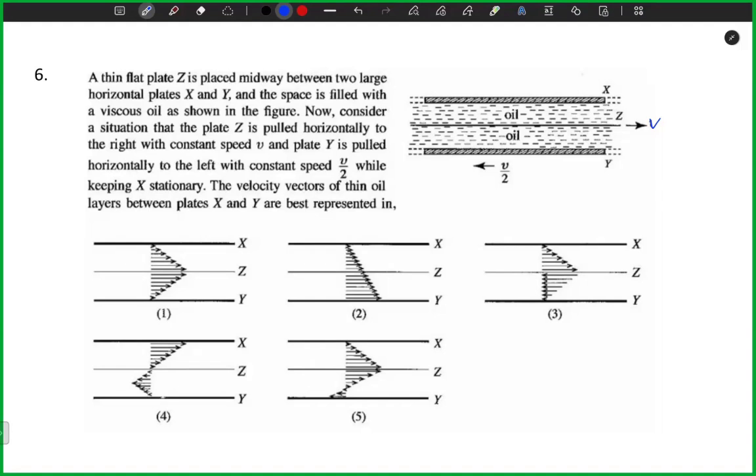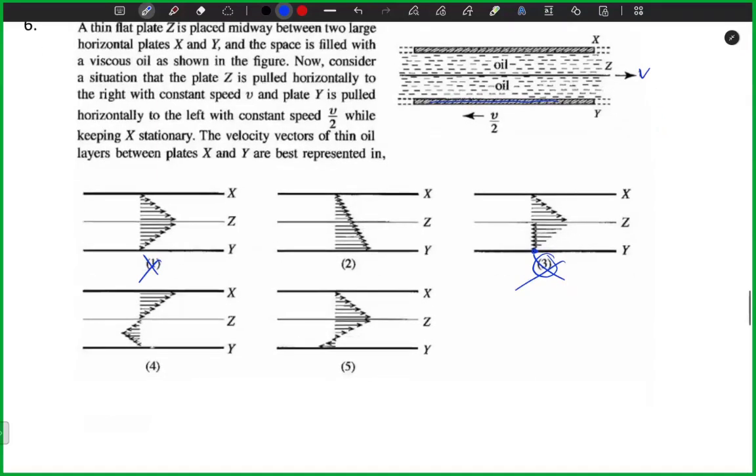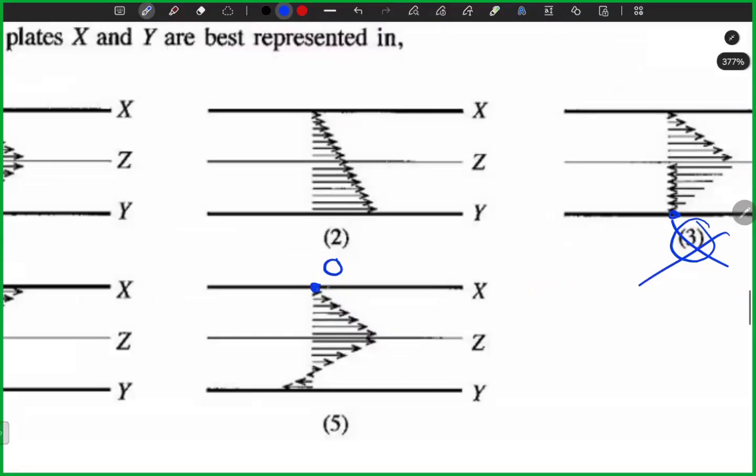Now see, in the middle it's V. The other plate is also moving with V over 2. So can it ever be 0 at the bottom? No. Whatever answer has 0 there, we have to remove. Do you understand? Diagram 5. Yeah, exactly, the fifth one. Here it should be 0 anyway, right? Why? Because this plate is not moving. The velocity of this plate is 0.